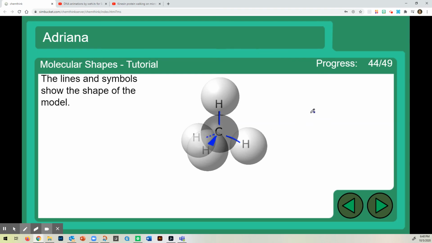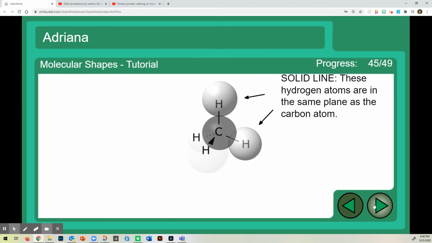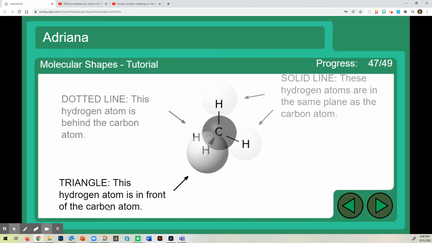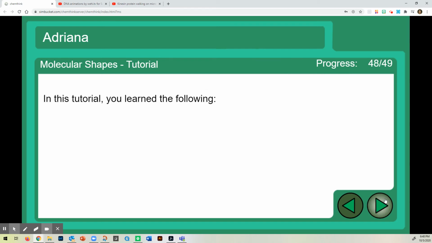Okay, and so if I was going to draw this to the side here, well, I think it's going to draw it for me in a moment. Let me erase this so we can see how the pros do it. So here is our wedge and dash drawing. The dotted line is behind the carbon atom. The wedge is in front of the carbon atom.